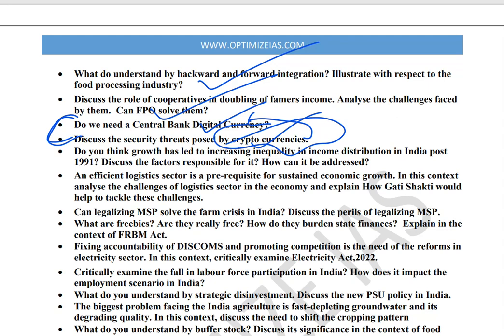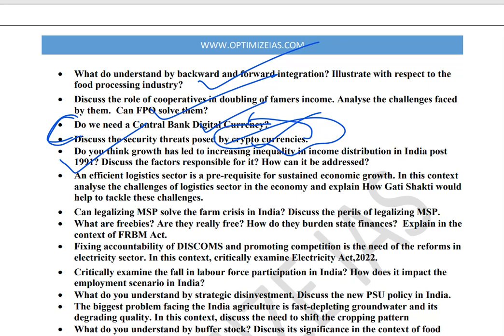Next is the topic of increasing inequality and economic growth after 1991. See, many have argued that inequality has increased because of the neoliberal economic policy which we adopted in the year 1991. Is it really true? If yes, then what were the factors responsible for that?